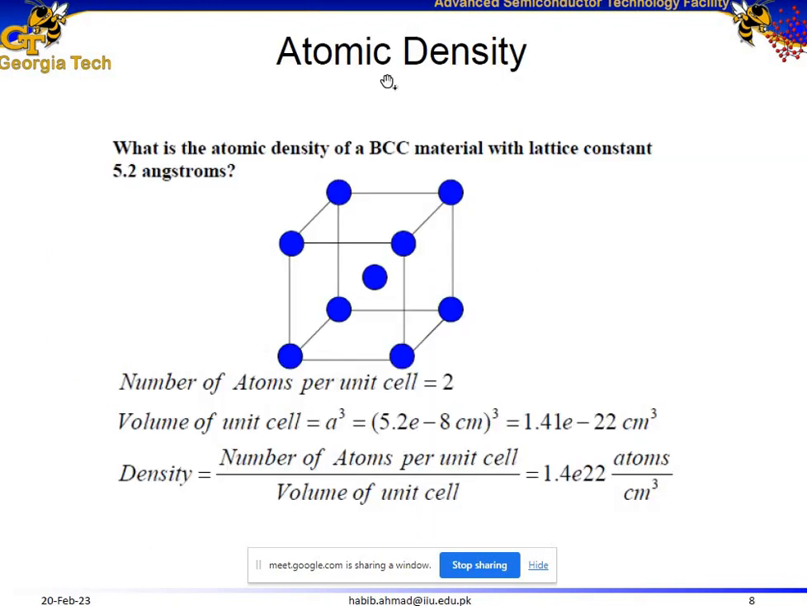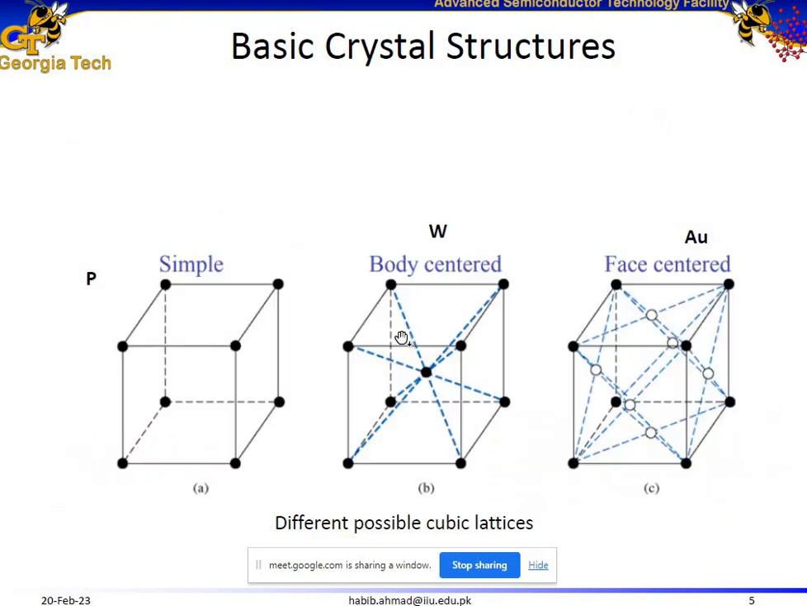Now let us talk about the atomic density. Atomic density is the number of atoms for a particular kind of material per cubic centimeter. Now let us assume, for example, the simple cubic. Let us go back to the simple cubic structure over here.